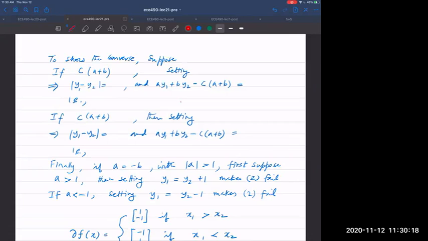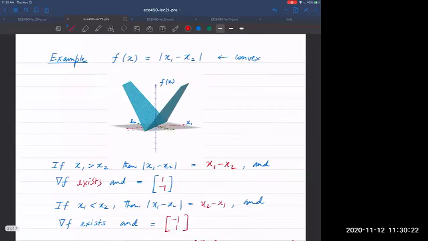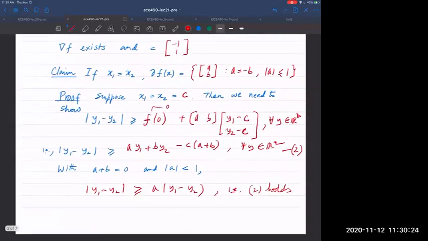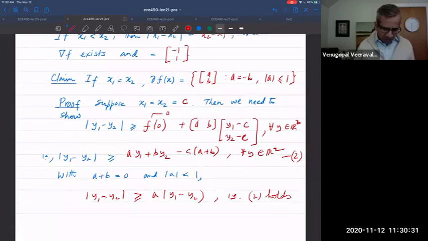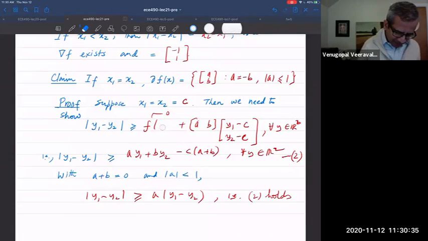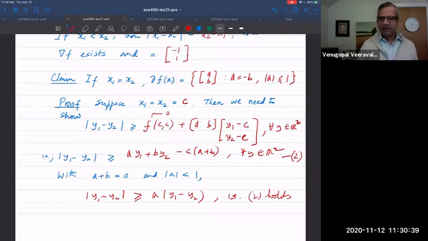Can I ask a question from the previous page? Yeah. I got confused when you said f of 0. Shouldn't it be f of c, c? Oh, sorry, it should not be f of 0. Yeah, very good point. It should be f of c, c, or f of x1, x2. Thanks. Very good.